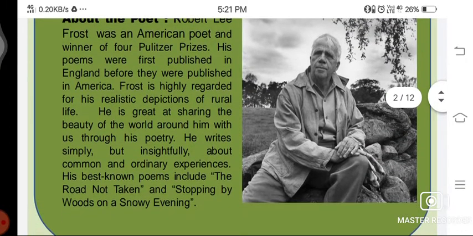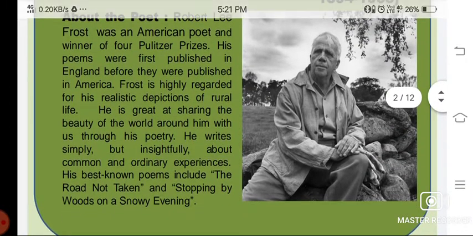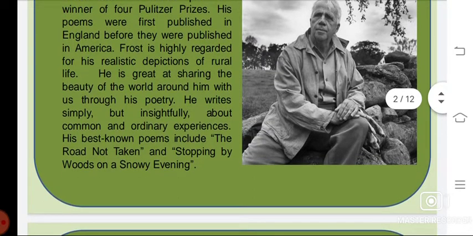He is great at sharing the beauty of the world around him with us through his poetry. He writes simply but insightfully about common and ordinary experience. His best known poems include The Road Not Taken and Stopping by Woods on a Snowy Evening.